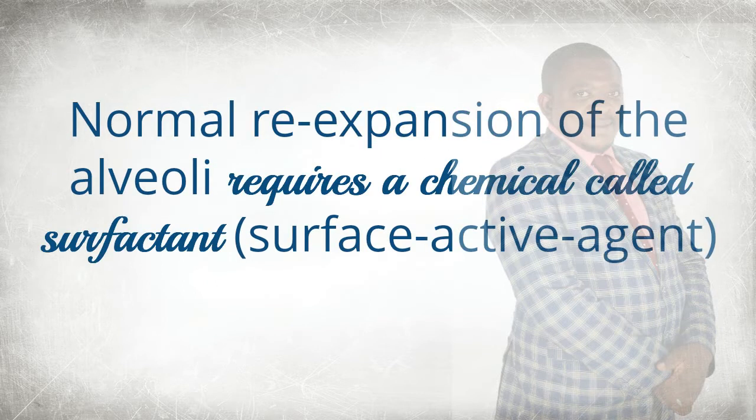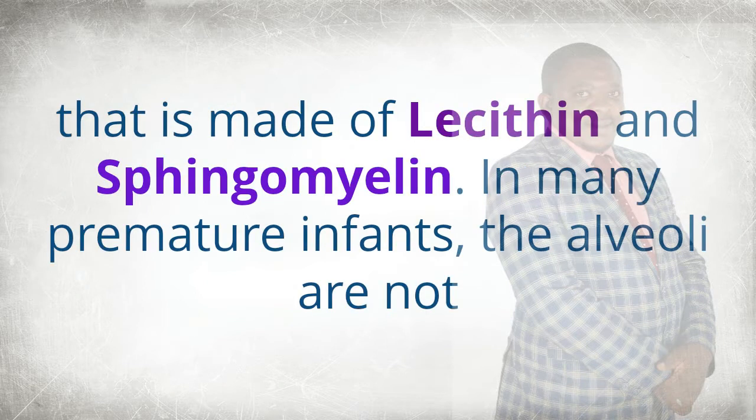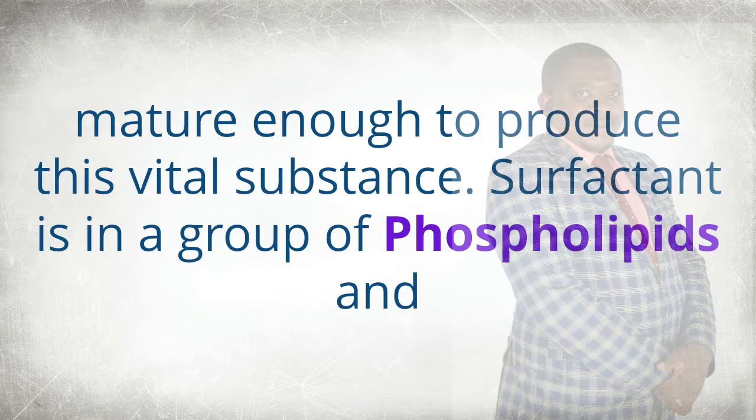Normal re-expansion of the alveoli requires a chemical called surfactant, surface active agent, that is made of lecithin and sphingomyelin. In many premature infants, the alveoli are not mature enough to produce this vital substance.